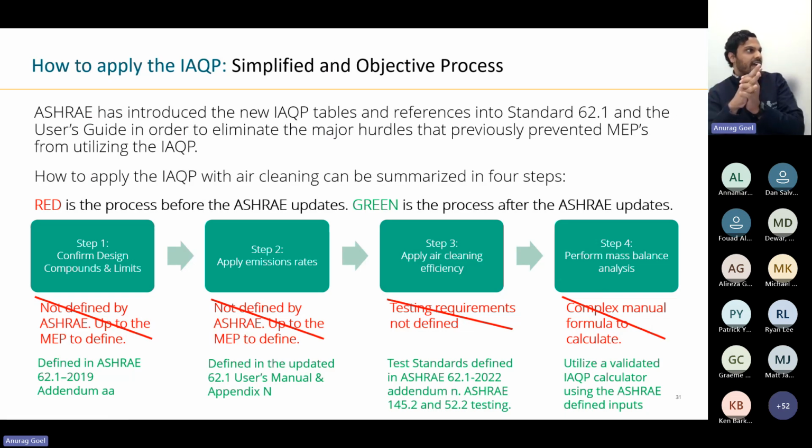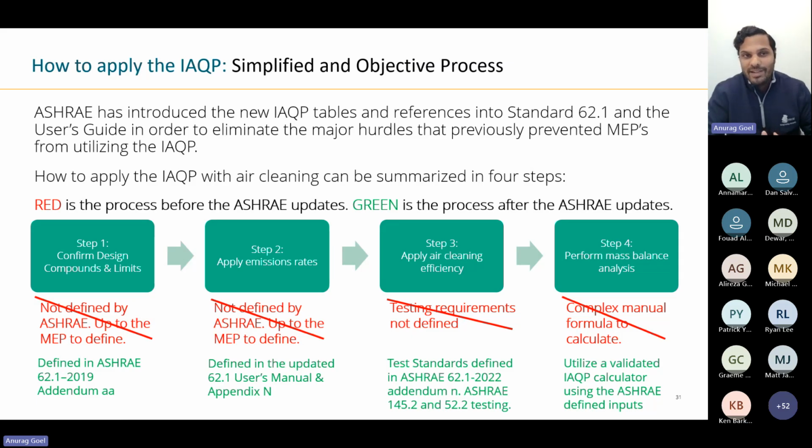So here you can see that when we apply the IAQP, there's essentially 4 steps. The first step is to develop a criteria for indoor air quality. So that involves having a list of contaminants and their limits. Previously, that was not defined. Now, ASHRAE has defined that for us. So I like to think of this as designing, say, or sizing a cooling, or determining the total cooling capacity for an HVAC system.